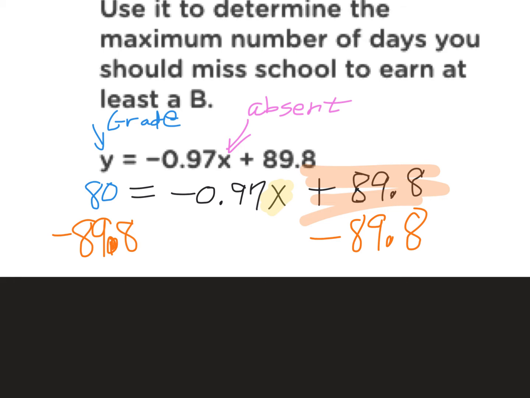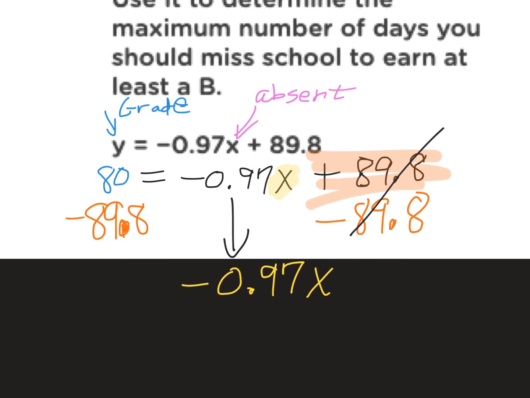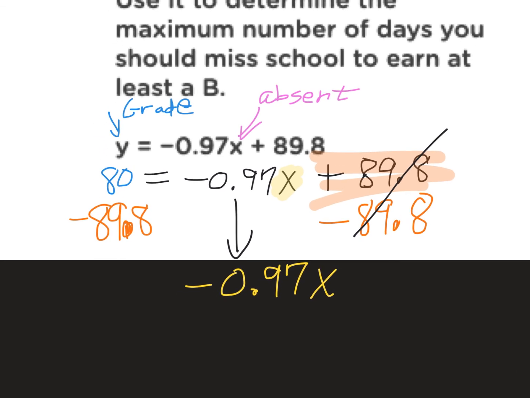All right, so that's going to cancel. This is going to leave me with a negative 0.97x. And then over here on this side, 80 minus 89.8. Somebody make sure, because I'm already being stupid today. What is that? Negative 9.8, right? Yeah, we'll wait to round until the end, but yes.